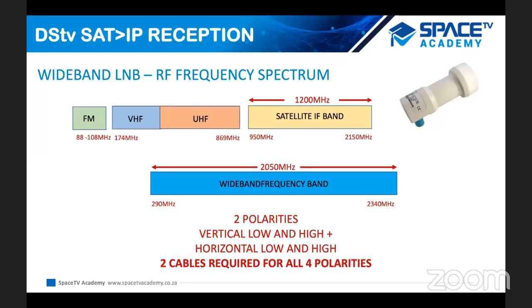Also, you have a very wide spectrum to deal with, which means coaxial slope, etc., has to be taken into account. So when using wideband, it is always important to use a very high quality cable and preferably something like a tri-shielded cable, which will minimize possible external interference into your system. But at the end of the day, wideband allows us for two polarities, having vertical low and high on the one and horizontal low and high on the other output. So two cables required for all four polarities instead of the four cables that we became accustomed to using with Quattro LNBs.